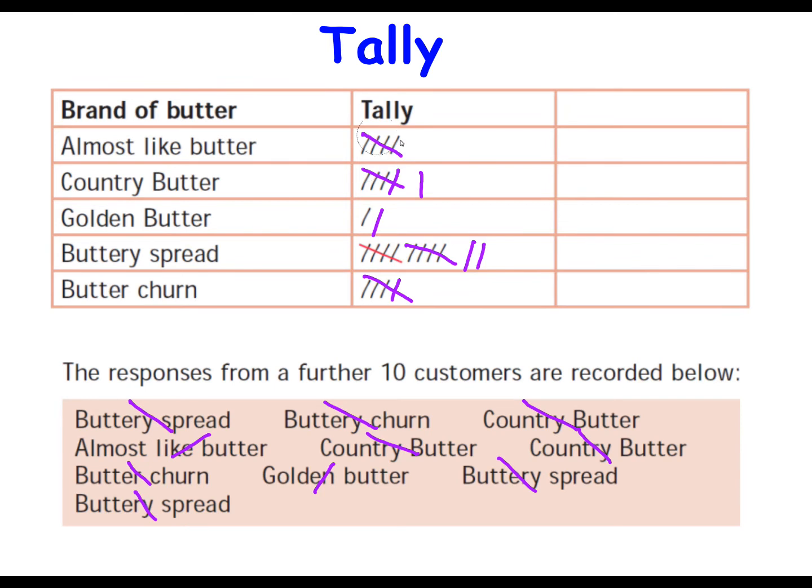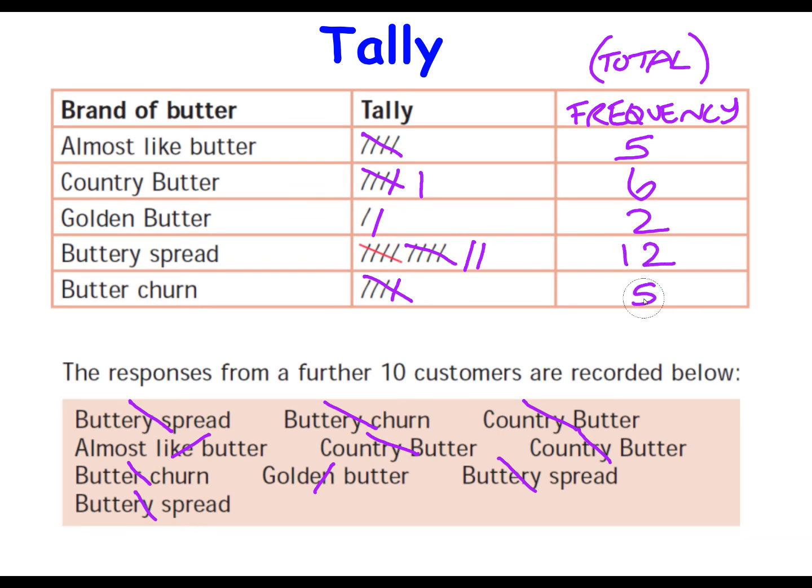Now, the 5-bar gates make it easy to add them up. Now, this column at the end, you would think would be called the total, but no. In functional skills maths, we have a posh word for it, and it's called the frequency. So the frequency is a posh word for the total. So here we have 5, here we have 5 and the 1, which gives us our 6. We have 2, we have 12, and we had 5. So our frequencies: 5 people liked almost like butter, 6 people liked country butter, 2 liked golden butter, 12 liked buttery spread, and finally 5 liked the butter churn.